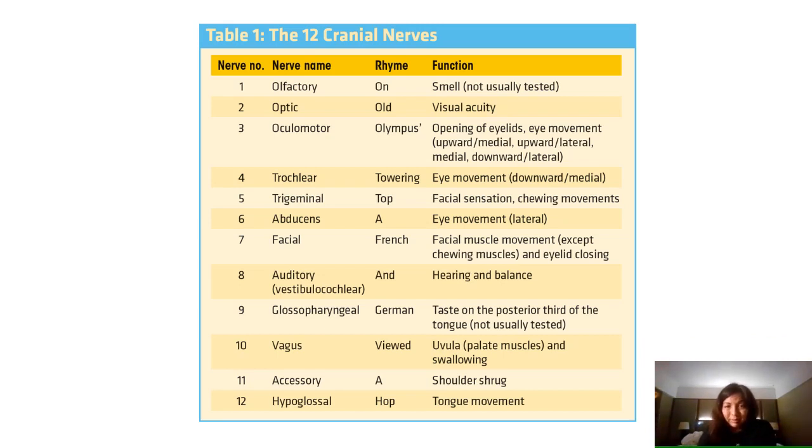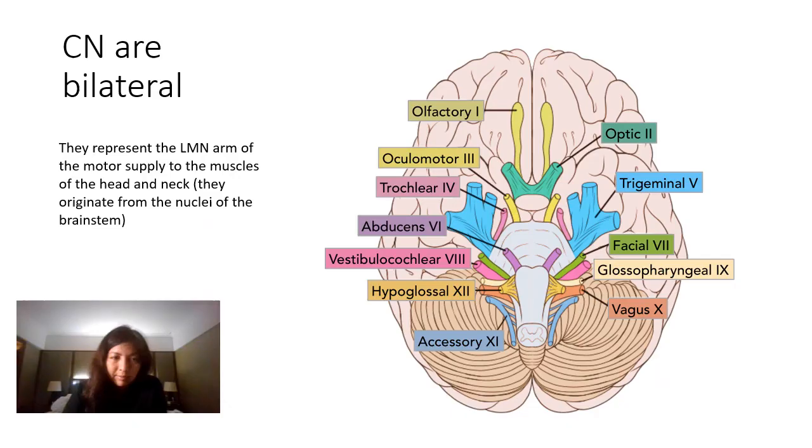Okay, so just as a quick reminder, you guys said you know the names, but there are 12 cranial nerves and these are their names. And this is a really short summary of the function of what they do, and we'll talk about those in a little bit more detail. And this is just a rhyme in the middle, a suggested one to help you remember the cranial nerves.